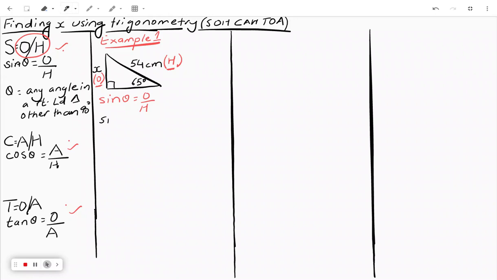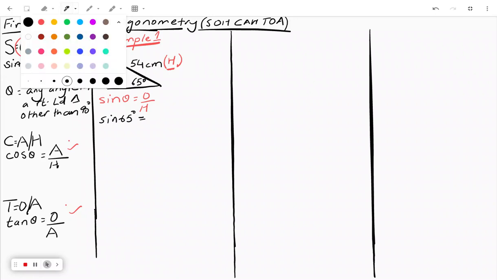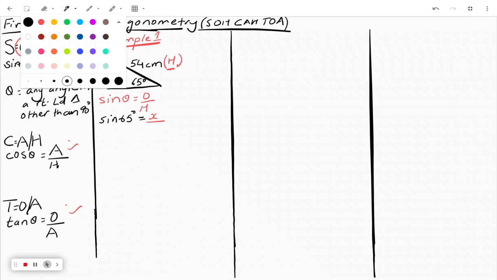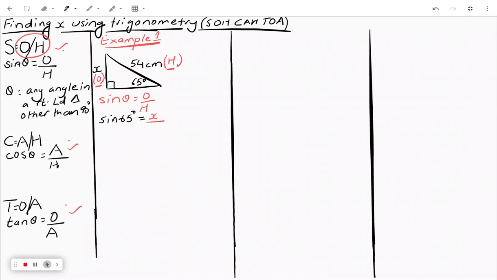Now sine stays like that, theta is 65 degrees, opposite, we're going to replace that with an x. I always use a red pen for the unknown so that it stands out in the whole thing and I know this is what I need to focus on. And then I will simply substitute my h with 54.